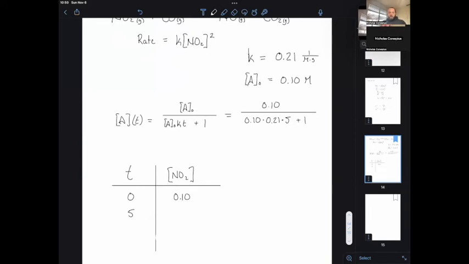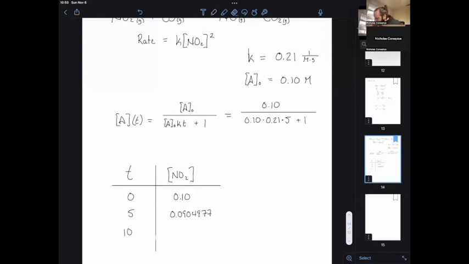All right, and so we see at 5 seconds now the concentration has decreased to 0.0904977, whatever. All right, so now let's pick another time point. Let's do it for 10 seconds.